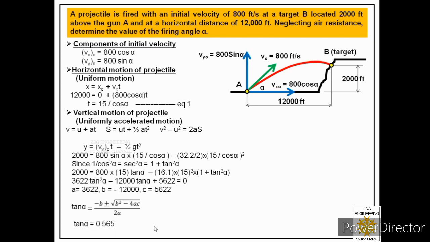And from here we can get the value of alpha as 29.5 degrees or 70 degrees. So we have got our answer for the firing angle alpha, that is 29.5 degrees, or it can be 70 degrees. So I hope this answer is clear to you.